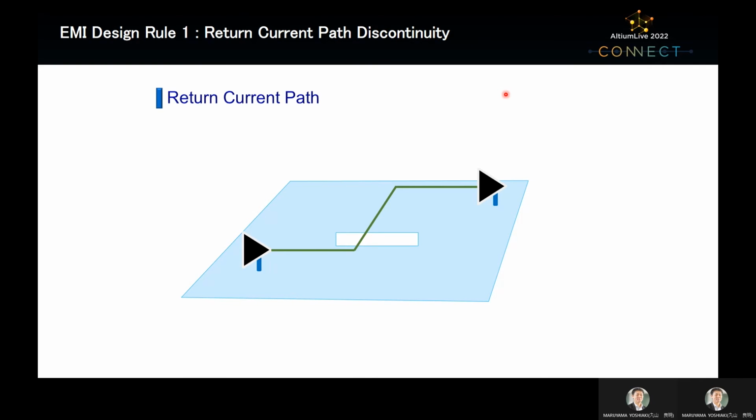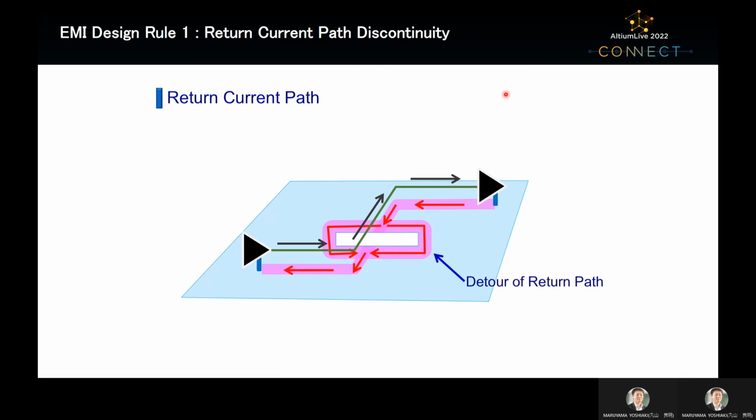This is a case where traces cross a street on a plane. If a high-speed signal trace crosses over a street, return current detours along the edge of the street. This detour is called return current path discontinuity. It makes EMI noise larger.